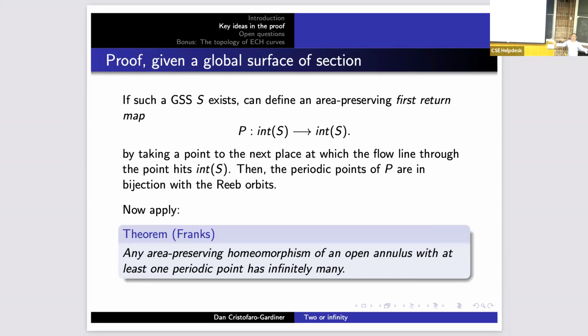So hopefully you understand point zero of the strategy. Namely, if I can find this annular global surface of section, I'm done. The reason is that, maybe I'll just draw it on the board, just because I don't want to go back to the previous slide, I have this annular global surface of section. The boundary already gives me 2 orbits. So if I have more than 2 orbits, then I have to have some interior orbit. And then Franks is telling me that I actually have to have infinitely many.